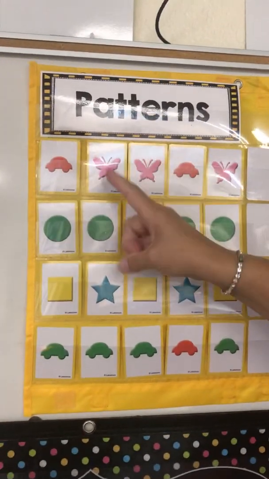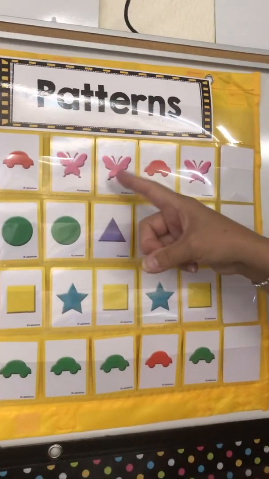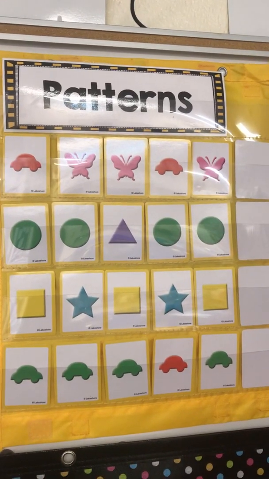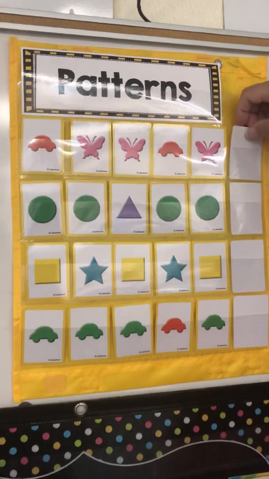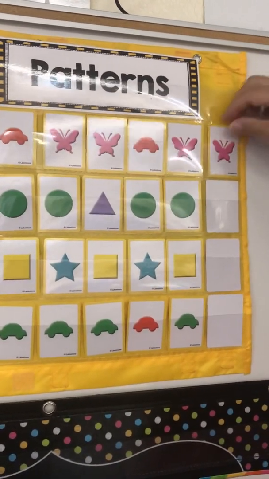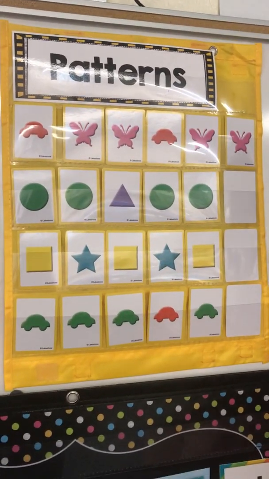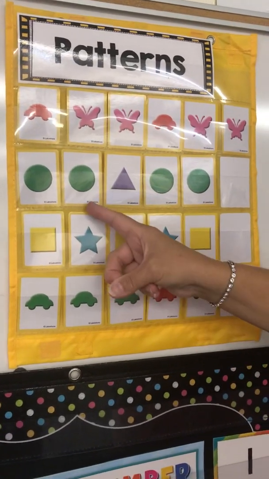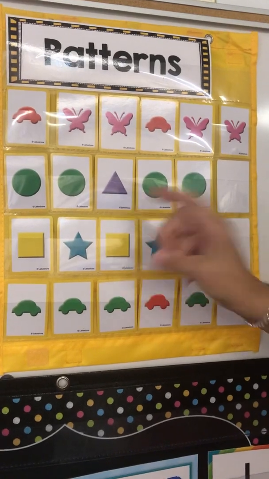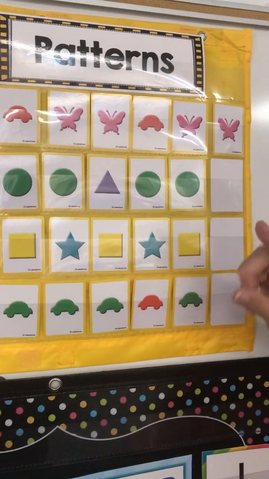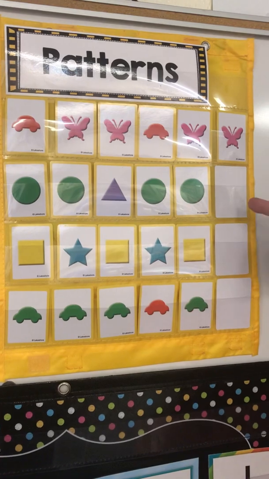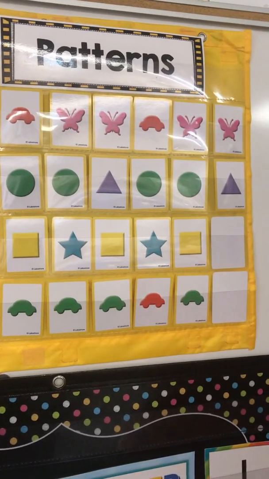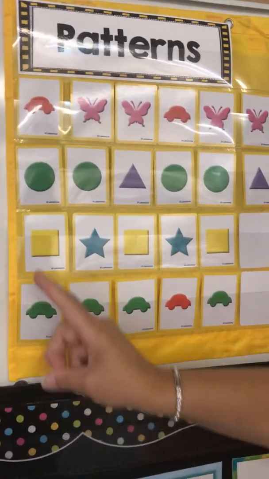Red car, pink butterfly, red car, pink butterfly. What's next? Green circle. No, Mrs. Kessler, it's pink butterfly. There's no green circle up there. How about this one? Green circle, purple triangle. Green circle, purple triangle. See if you can say it before I say it.